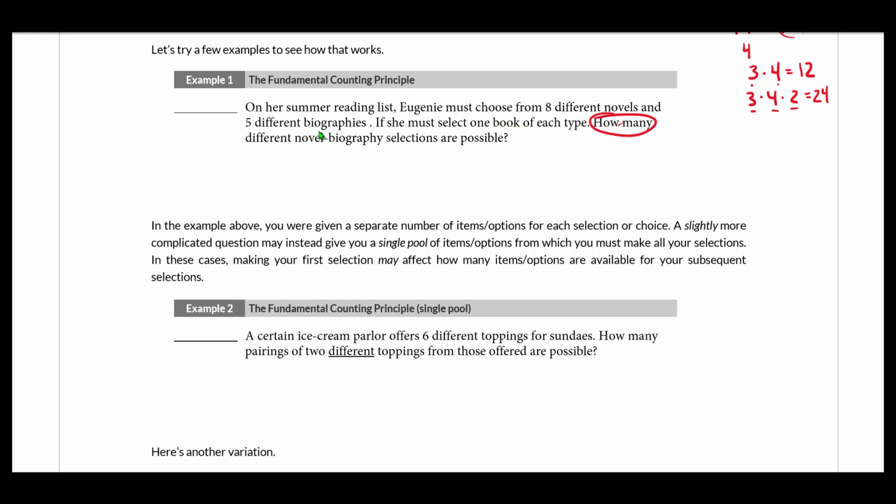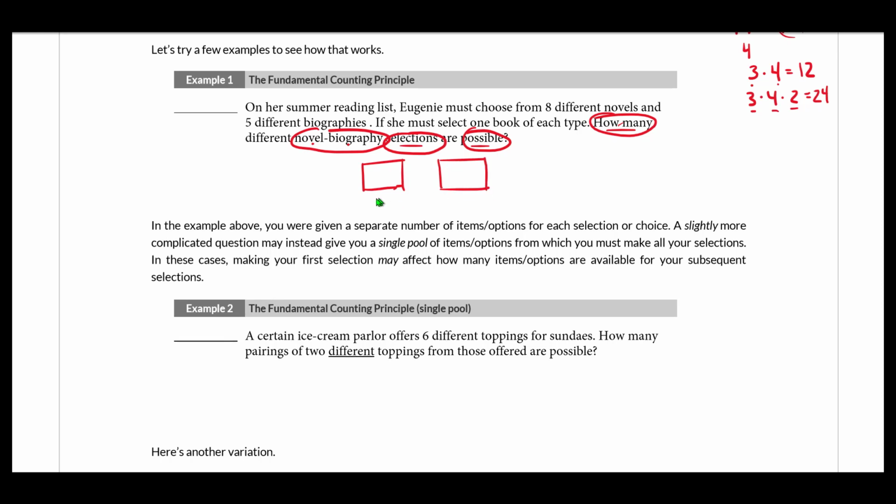How many novel biography? So again, you can see this is what I was talking about when I described what counting and grouping questions look like. You can see that we're being asked how many different ways, how many selections are possible. So we're grouping 1 novel with 1 biography, and we have to find out how many different ways we can do that. Again, very simple. So what I'm going to do here, I'm going to give you a little preview of the box method that we're going to learn in another page or two. I'm going to draw 2 boxes.